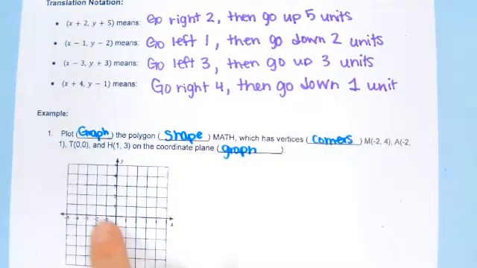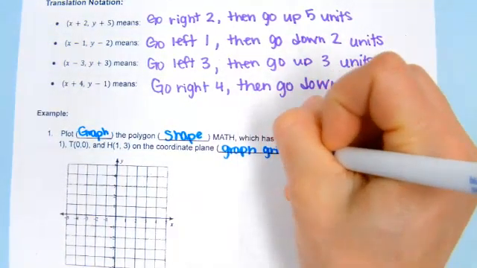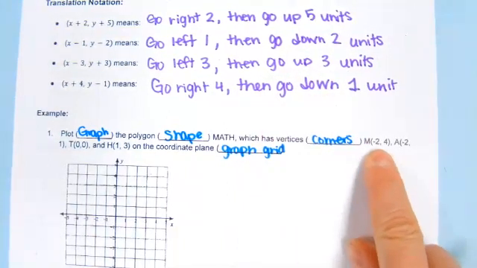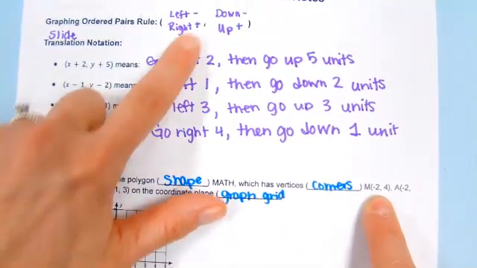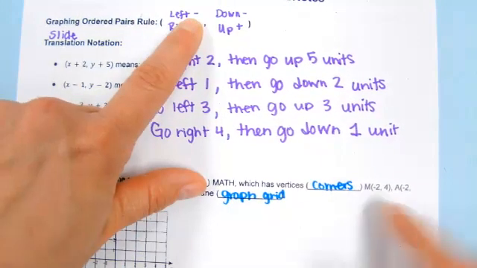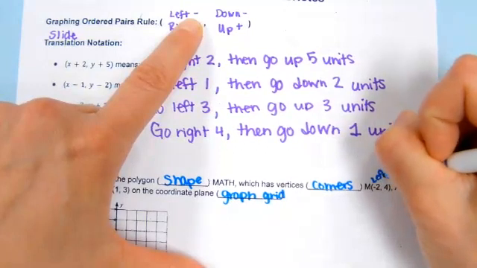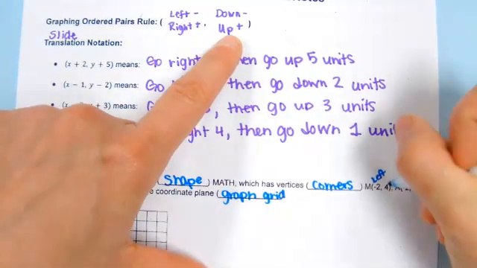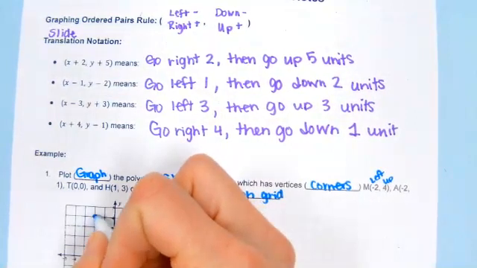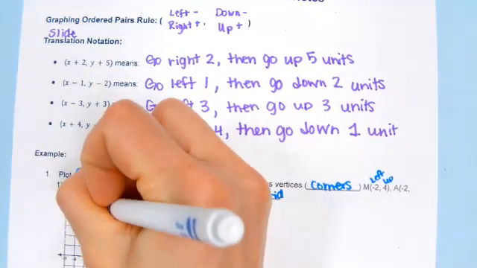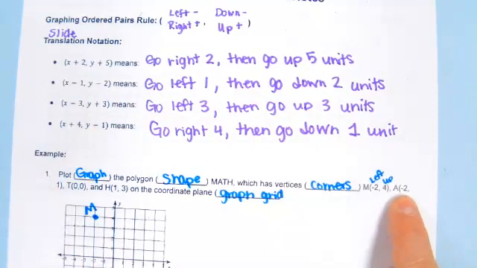Okay. All right. So we have to do this first. So we have to do (-2, 4) first. So (-2, 4), remember, we can use this. It means to start off, we're going to go left 2, and the 4 is positive, so we'll go up 4. So we're going to go left 2, up 4, and we're going to label that M. All right, next one is (-2, 1).